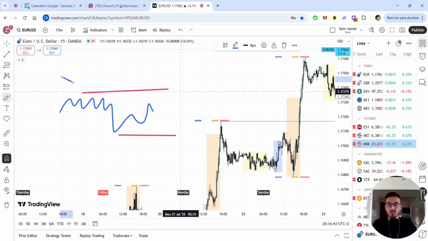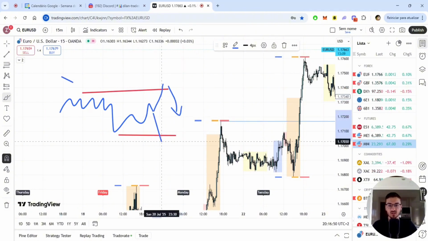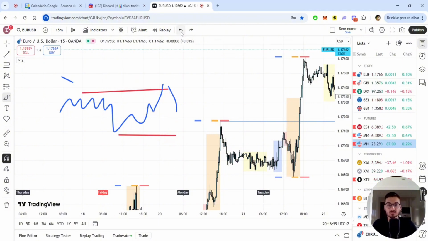is wait for price to take one or the other. And then you can buy or sell accordingly. If price comes here, then you look to sell. If price comes down here, then you look to buy. It's pretty simple. It's just a matter of patience, right?